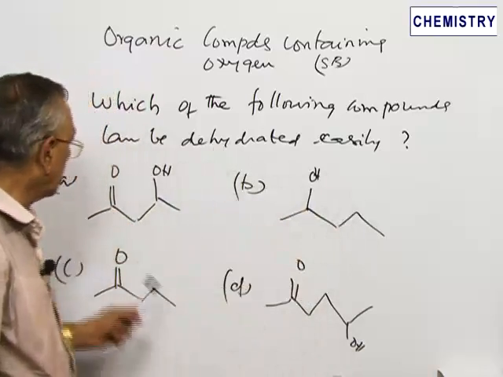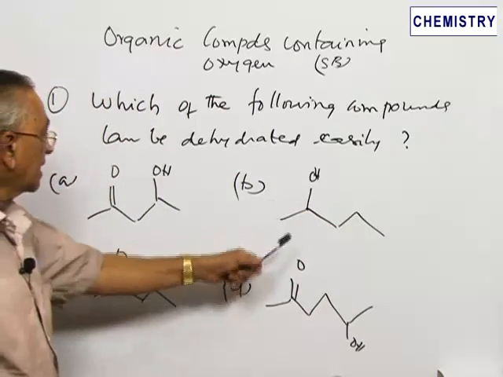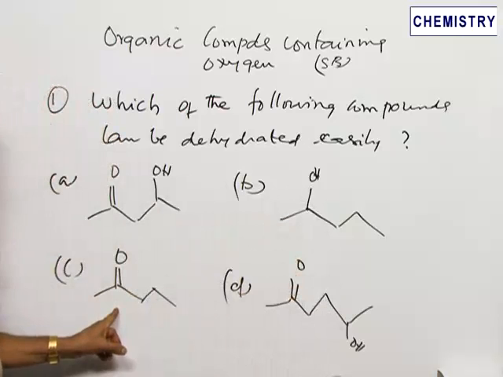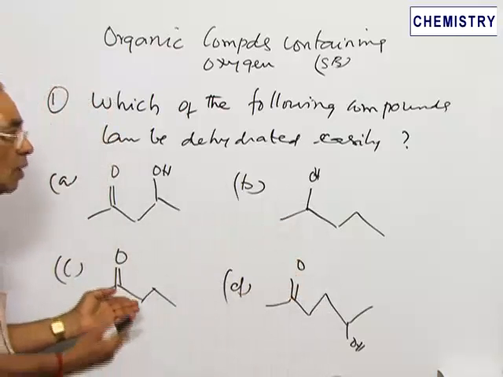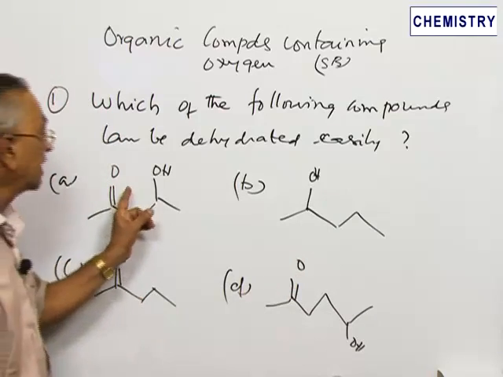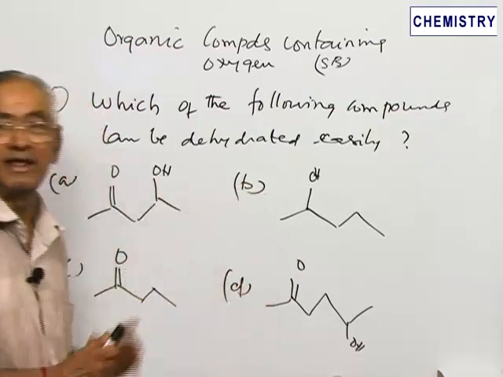When you look at these compounds, you will find there are 3 compounds which are given as alcohols. Of course, this one does not undergo dehydration because it is a ketone. There is no OH group found in this compound. Obviously, this is ruled out. So we have to decide between A, B and D.